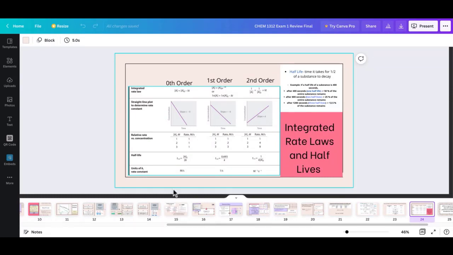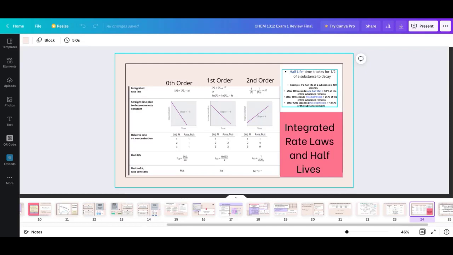So let's talk about half-life. If you see the top right corner, half-life is the time it takes for half of a substance to decay. So for example, if the half-life of a substance is 400 seconds, after 400 seconds, or 1 half-life, half of the substance remains. Let's say that we have 100 grams of a substance. After 400 seconds, which is 1 half-life, we'll only have 50 grams of that left.